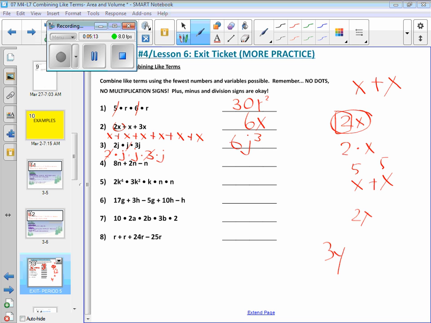Face the audience because they got to be able to see this. All right. Here's 1, 2, 3, 4, 5, 6, 7. We start off with 8. I'm going to cross it out because that's what we start off with.